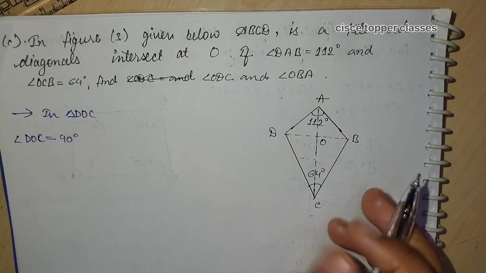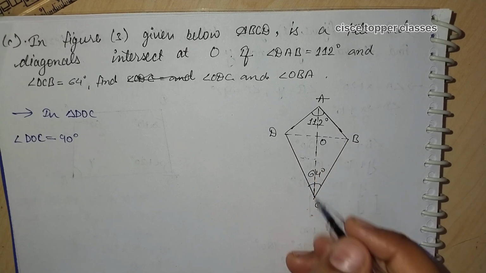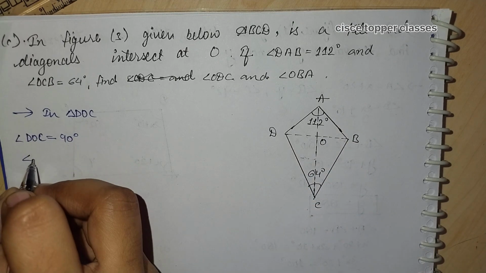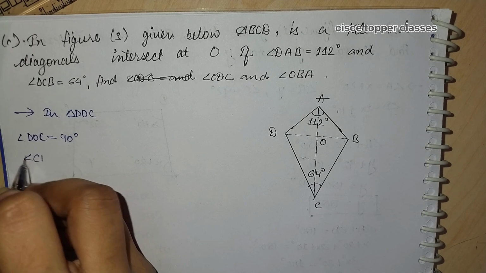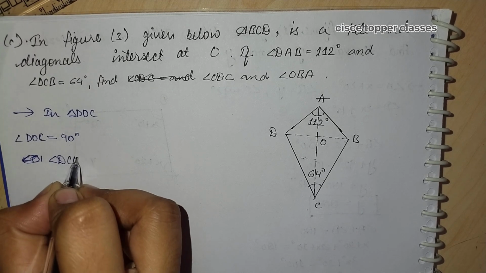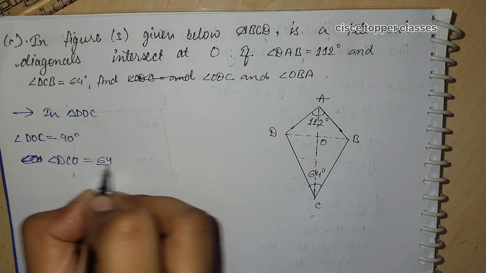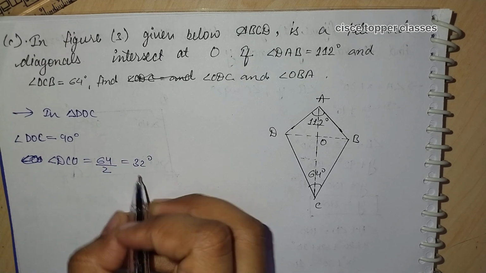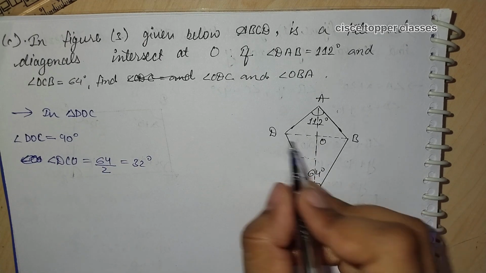Because AC is a diagonal of this kite, it is the bisector of angle DCB. So angle DCO we can write as half of 64, which will be 32 degrees. Now we have to find the value of ODC.